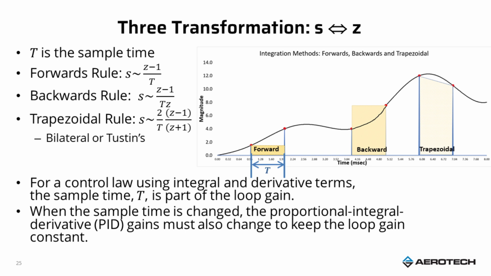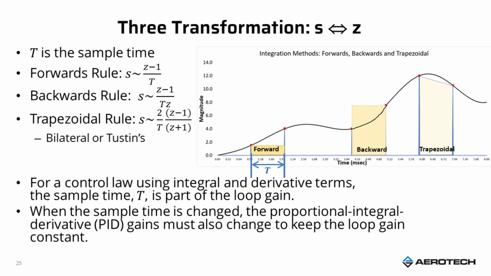The forward rule we can't really implement because it demands that we know the point in the future, which we don't know. The most common thing that you see used is the backwards rule, which is the center one. However, the trapezoidal rule is really the best approximation. And sometimes we hear that called the bilateral transformation, or sometimes Tustin's formula. There are various names for that. So the 2 most common things that you'll see are backwards and trapezoidal.